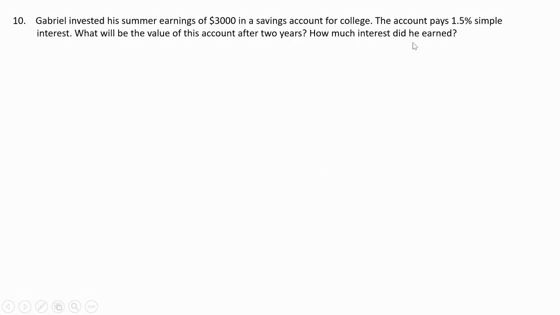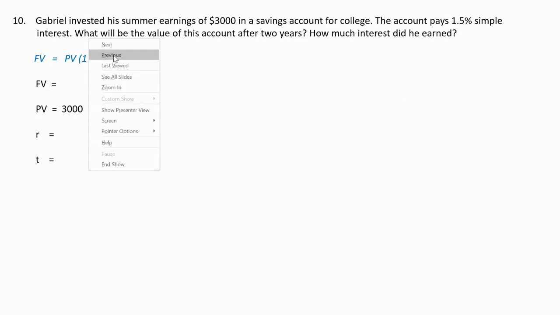Okay, now here, guys, the key word for the formula to use is simple interest. So this is my formula for simple interest, right? And again, the key word is simple interest. Now, you need to find four things: the FV, which stands for future value, the PV, which stands for present value, the R, which is the interest rate, and the T, which stands for time in years.